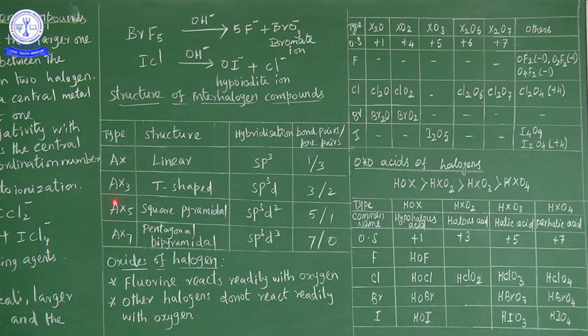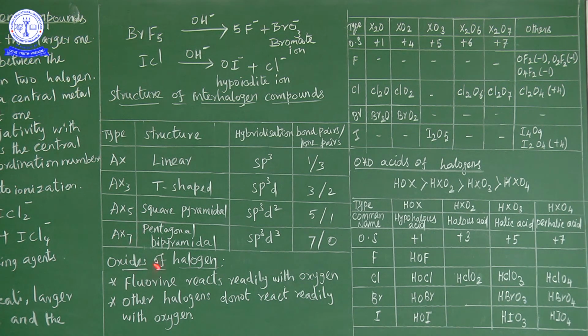In AX5 type, the structure is square pyramidal. The hybridization is sp3d2. So 5 halogens are combined with the central atom, so the bond pairs are 5 and the lone pairs are 1.